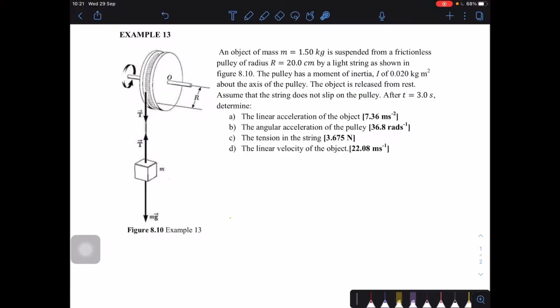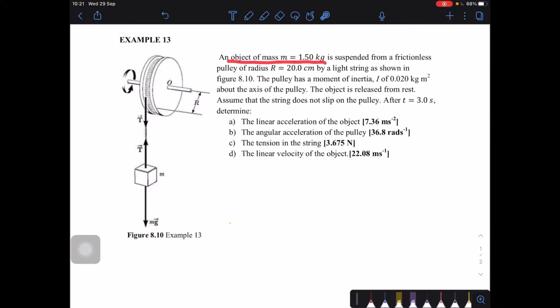Okay, let's look at example 13. An object of mass 1.5 kg is suspended from a frictionless pulley of radius 20 cm by a light string as shown in the figure. The pulley has a moment of inertia of 0.02 kg/m² about the axis of the pulley. The object is released from rest. Assume that the string does not slip on the pulley. After 3 seconds, determine the linear acceleration of the object, the angular acceleration of the pulley, the tension in the string, and the linear velocity of the object.